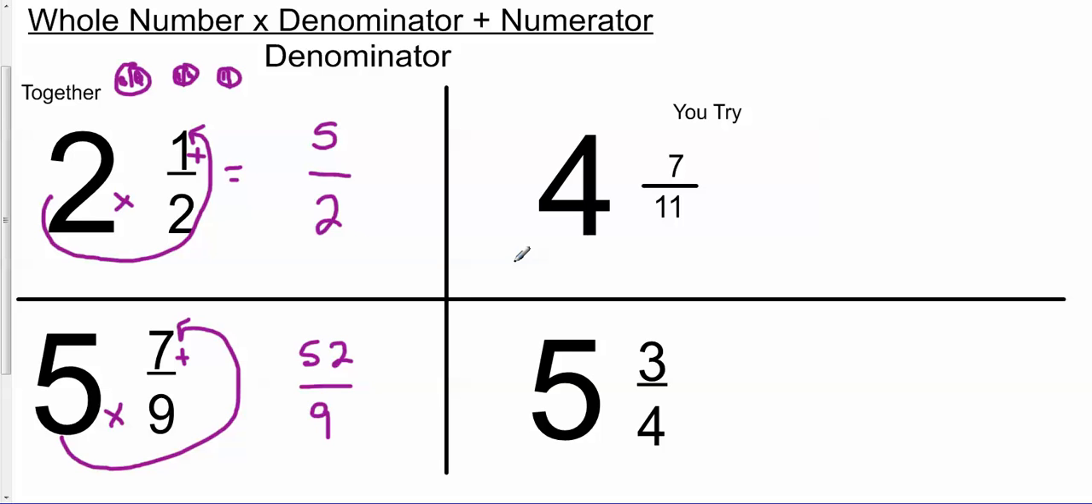And then my denominator stays the same, because again, I have it in the same amount of pieces. So go ahead, give the video a pause, try these two, and let's see how you did. 4 times 11 is 44, plus 7 more is 51. Oh, sorry, my denominator stays the same, 11. 5 times 4 is 20, plus 3 more is 23. My denominator stays 4. So those are my two answers, 51/11ths and 23/4ths.